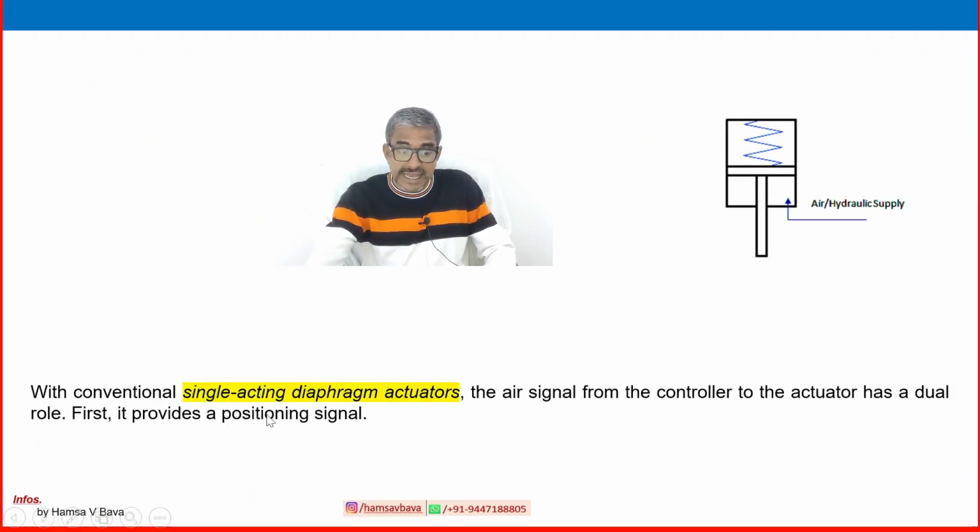With the conventional single acting diaphragm actuators, the air signal from the controller to the actuator has a dual role. First, it provides the positioning signal. In our previous classes we talked about the positioner, and hopefully our next video will be on the positioner. So the air signal or control signal coming from the controller goes to the positioner. Then it positions the signal proportional to the power applied to the diaphragm actuator, releasing an equivalent signal to the diaphragm. So that is what it provides, the positioning signal.